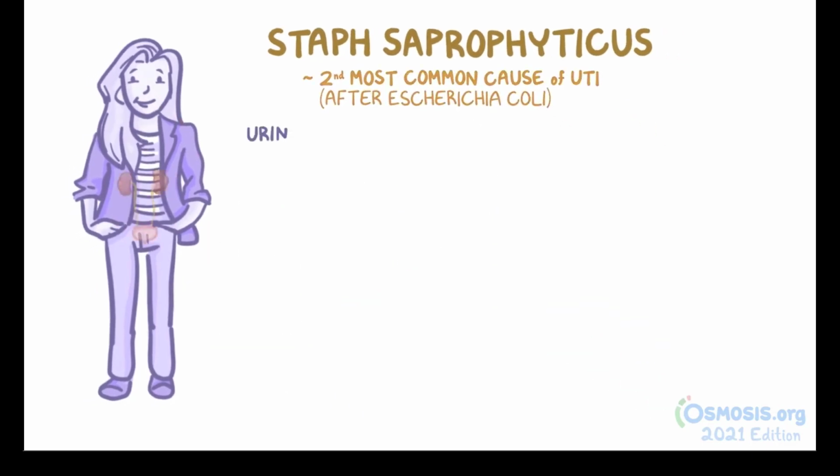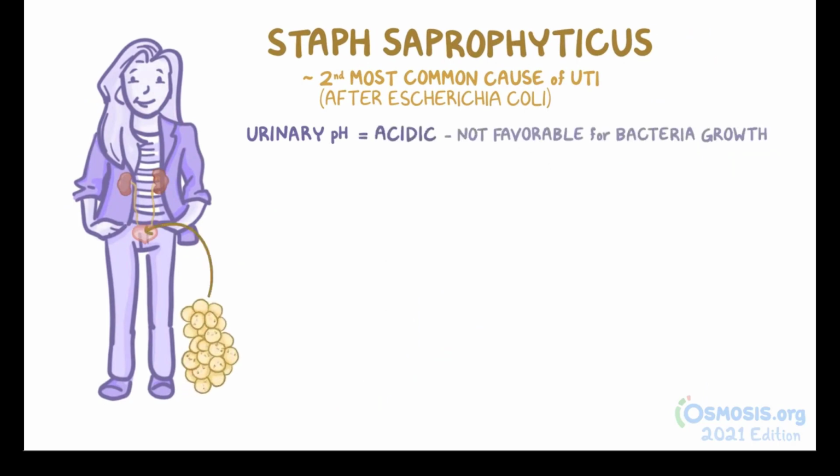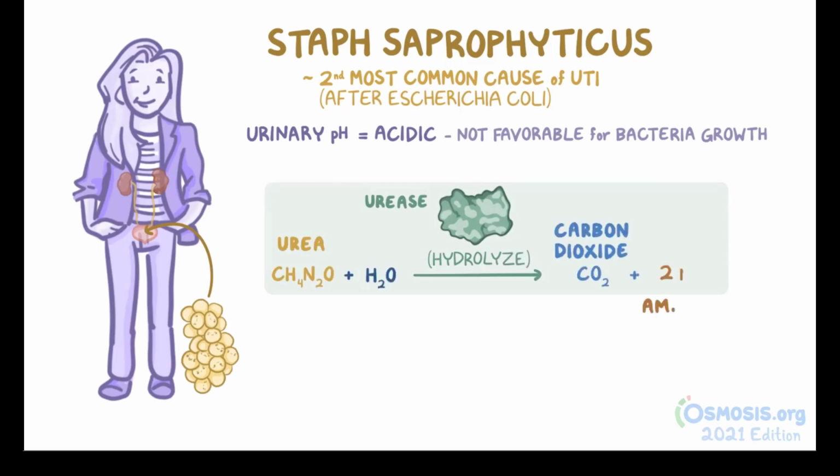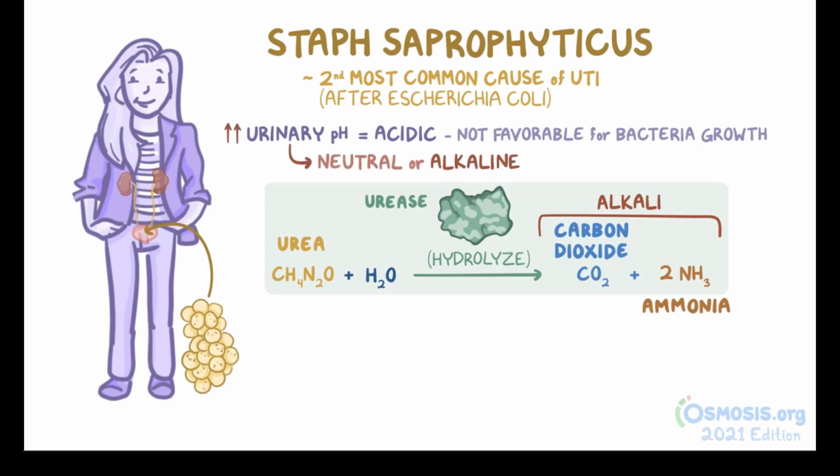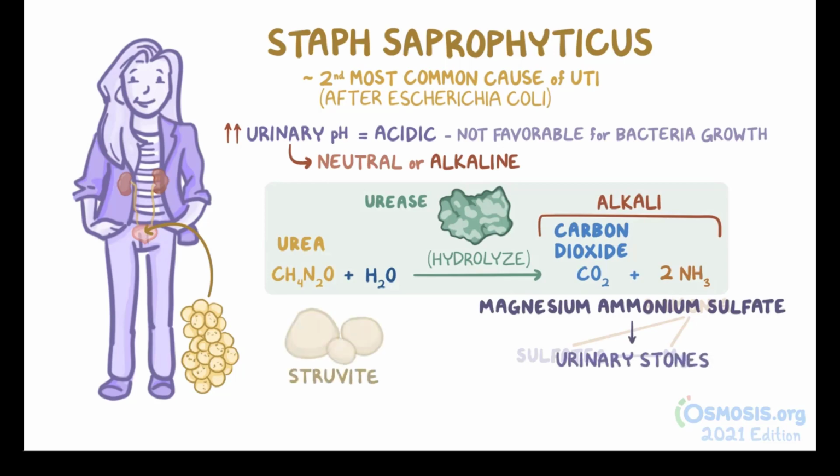You see, the urinary pH is normally acidic, so it's not favorable for bacteria growth. But as soon as Staph saprophyticus gets into the urinary system, it uses urease to hydrolyze urea into carbon dioxide and ammonia, which is an alkali. So ammonia increases urinary pH until it's neutral or alkaline, favoring bacterial growth. Additionally, ammonia can form complexes with magnesium and phosphates, and precipitate into magnesium ammonium phosphate. This can lead to the formation of urinary stones called struvite, which can cause urine outflow obstruction.